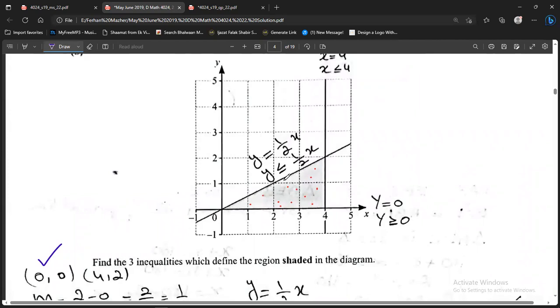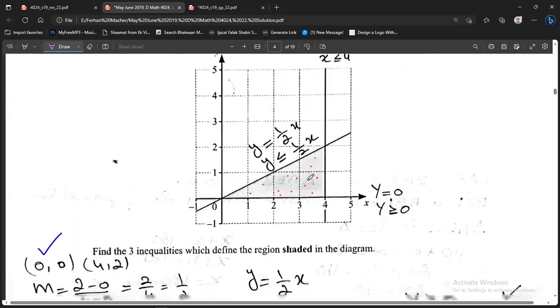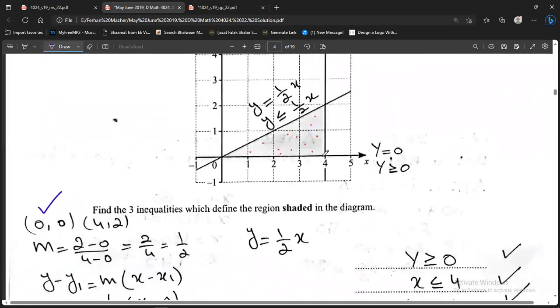So once I know the equation of this line, then I can set the inequalities. Okay. Because you see, this line is y equals 0. The area is above this line. So the crocodile's mouth will be towards the y because the required area is above this line. So y is greater than or equal to 0.